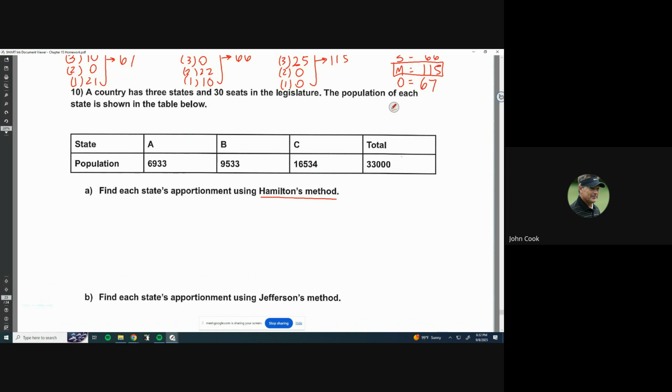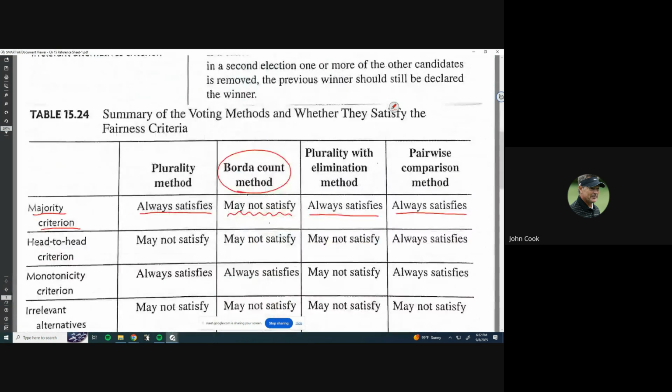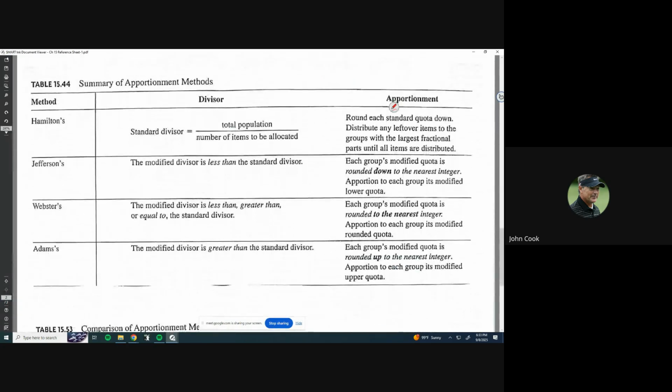Hamilton's method, we have a brief description in the reference sheet. The main things you want to pick up on are that in Hamilton's method, we have to find something called a standard divisor. It's just a formula that we use. And then we use that to divide into each of the subgroups or subpopulations, in this case the states. We divide that into their subpopulations, and that gives us our modified quota, or the quota that we get for each of them.